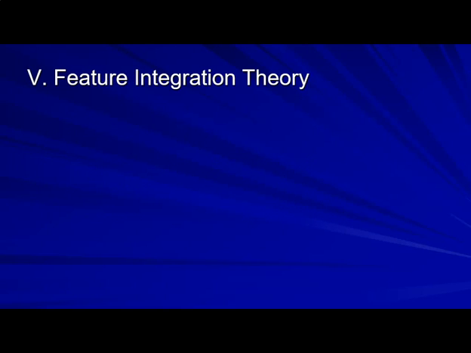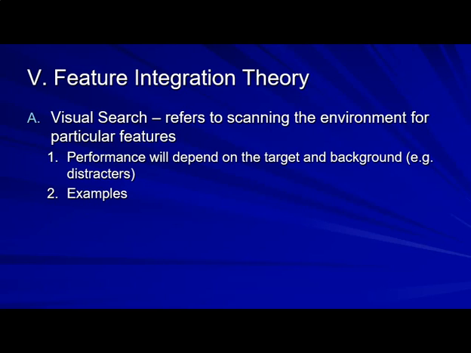Feature integration theory, again, extends discussions of visual attention to visual search tasks, where we're scanning the environment for particular features. We actually did a similar kind of task in that Ulrich Neisser demonstration, where you look for the Q's and the Z's. This is a little bit different because we're now talking about combining different visual features instead of just one. So you're just looking for a letter in those cases, and here we're actually looking for either one feature or having to combine features, and that's kind of the big difference here.